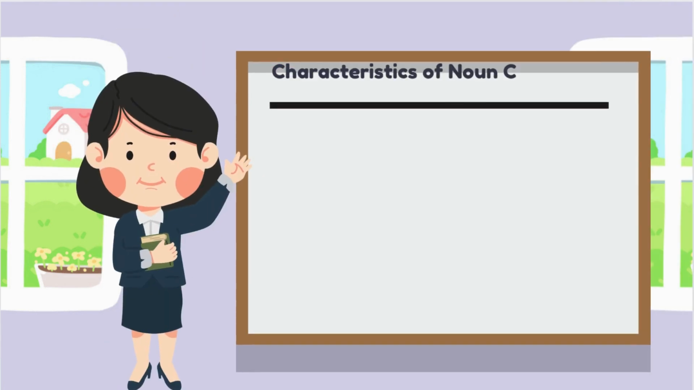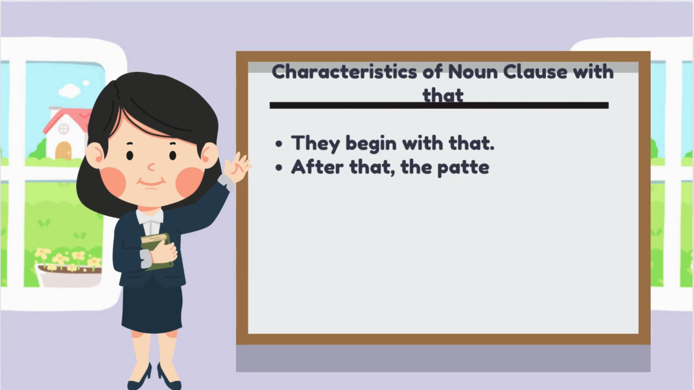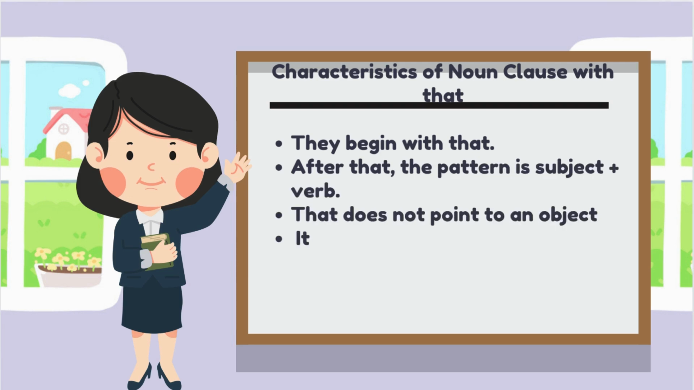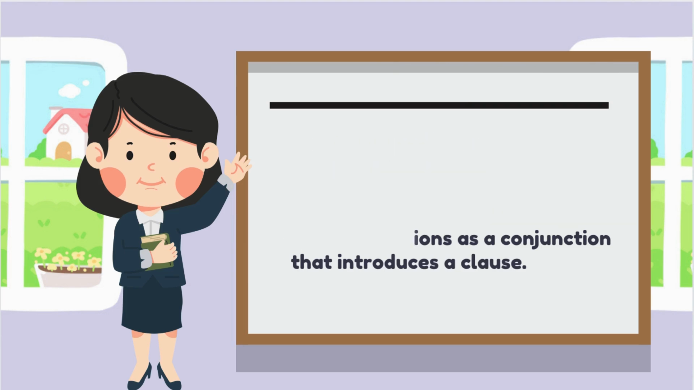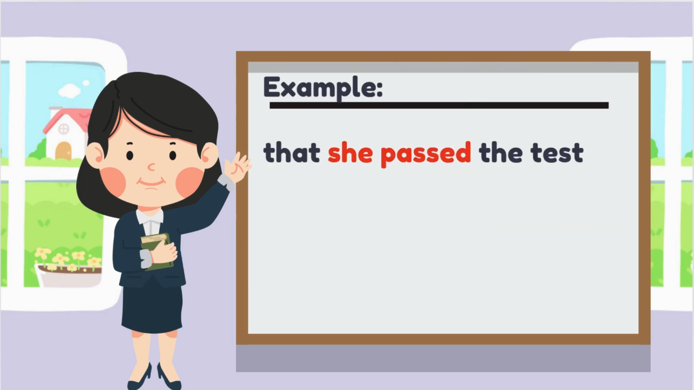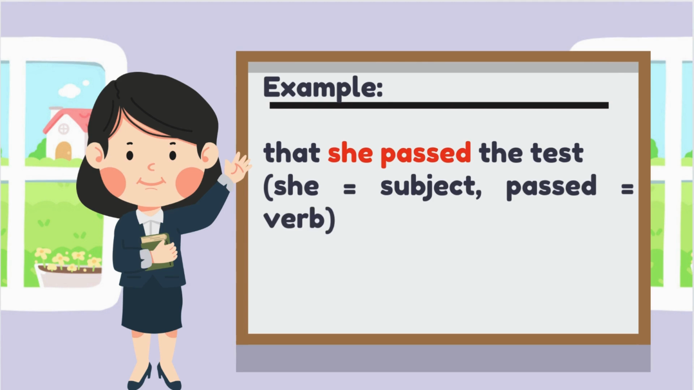Characteristics of noun clause with that. They begin with that. After that, the pattern is subject plus verb. That does not point to an object, and it only functions as a conjunction that introduces a clause. For example, that she passed the test, she is subject, passed is a verb.